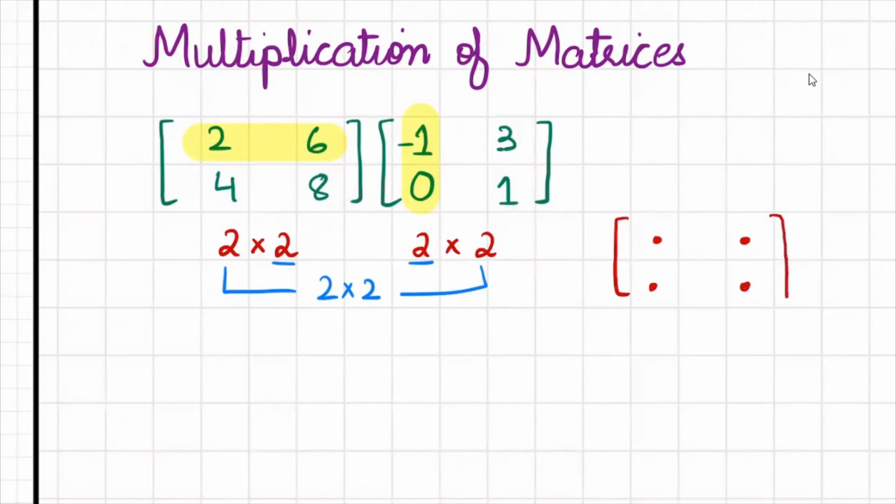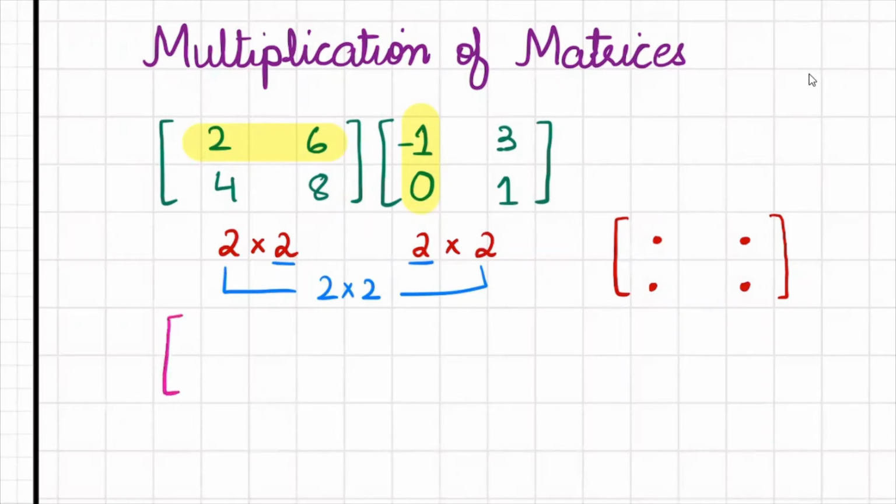If you still did not understand this, just look at these values. This is the first row, first column; first row, second column; second row, first column; and second row, second column. All right, now let's start multiplying them.